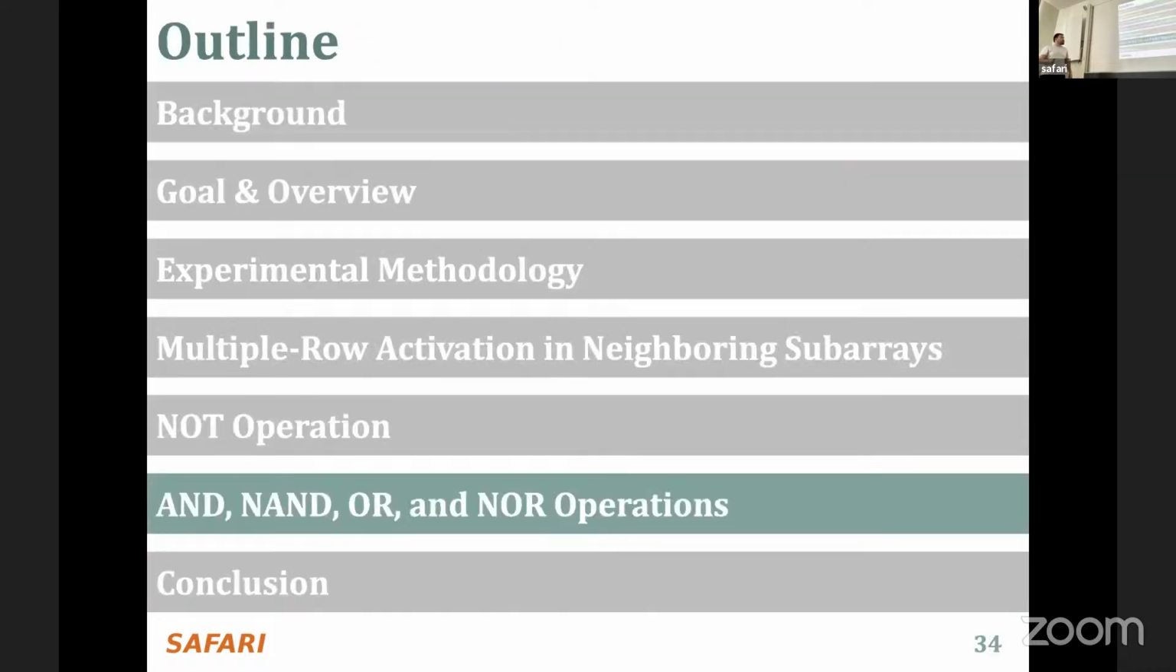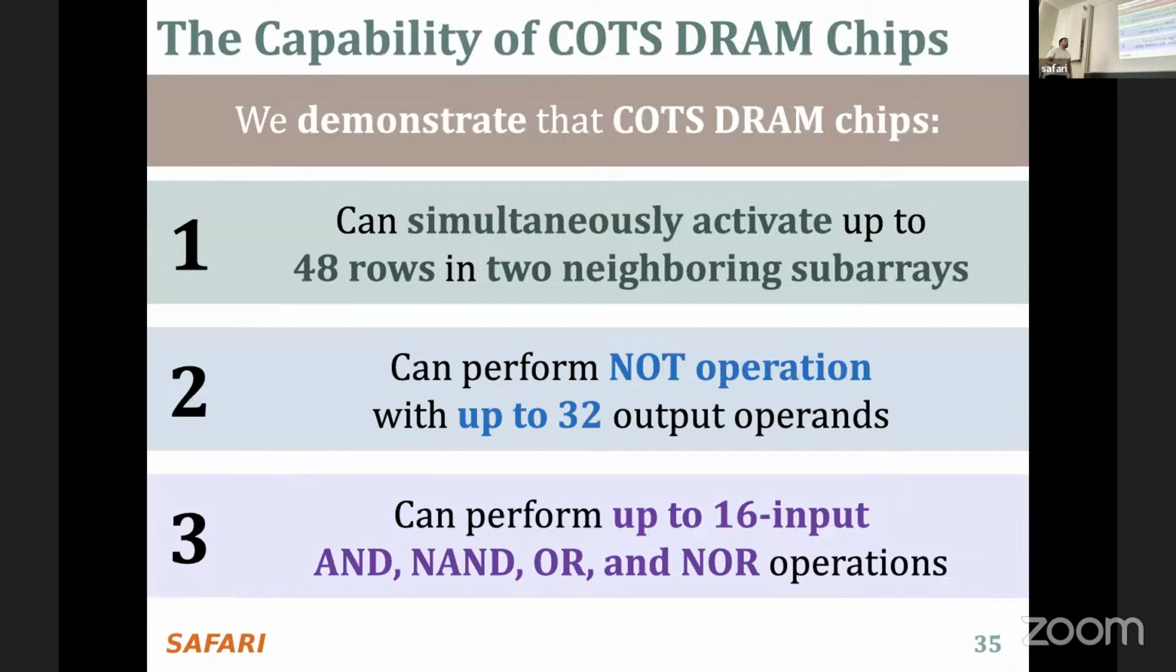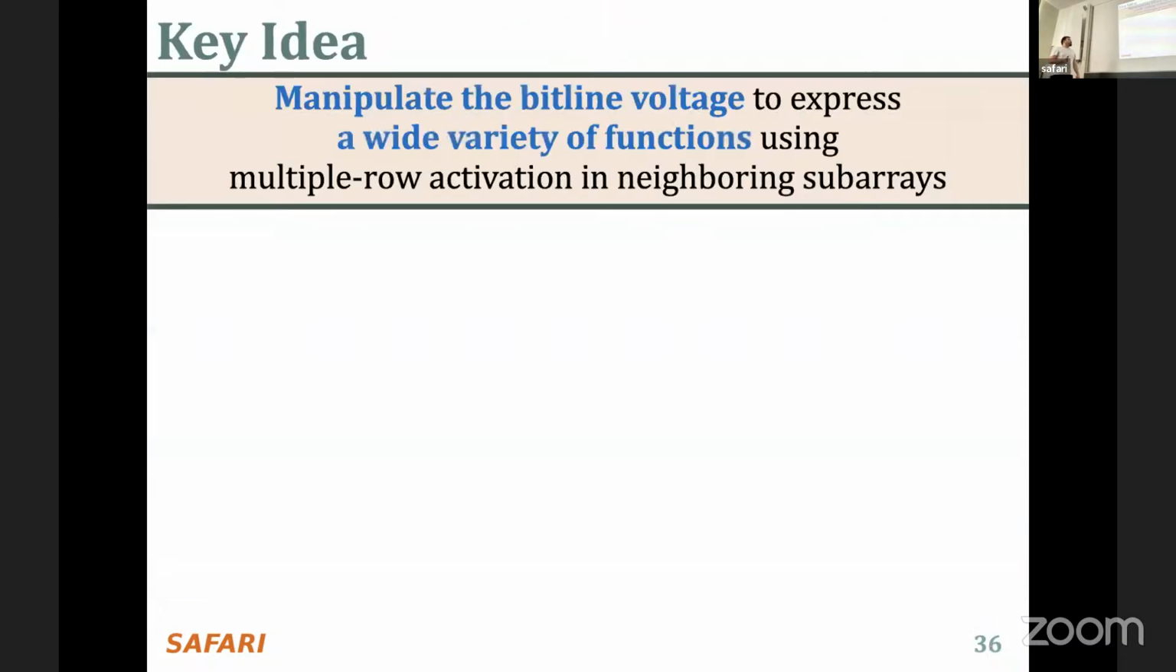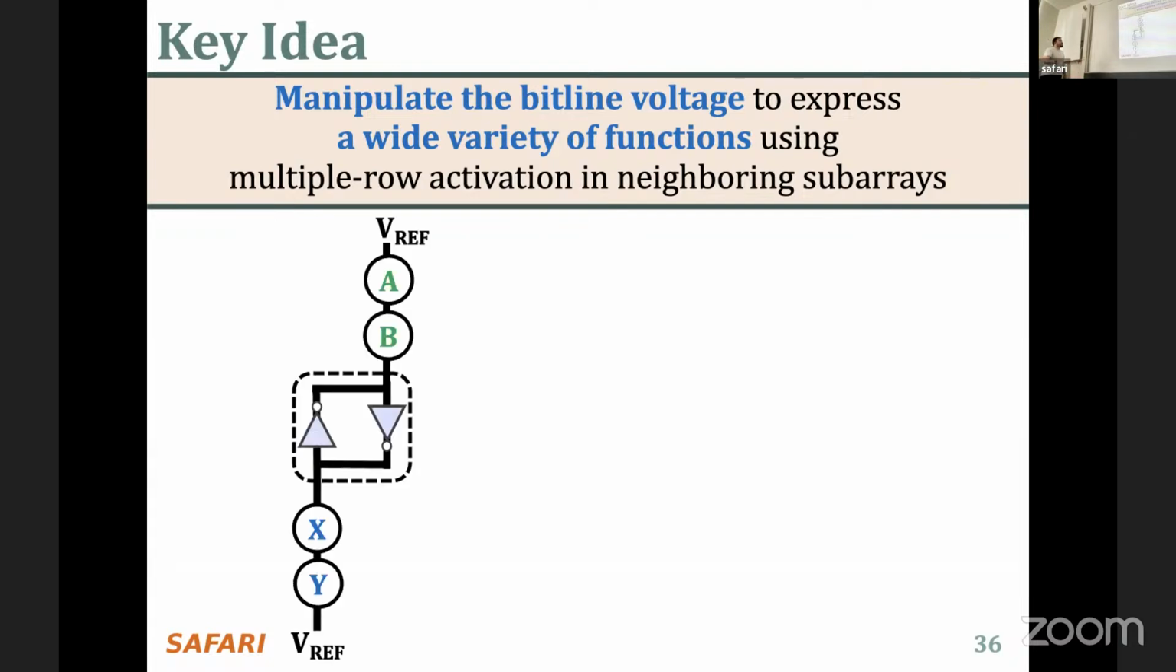So this was the NAT operation. Now let's see our last experiment, performing AND-NAND or AND-NOR in off-the-shelf DRAM chips. So this is a bit tricky, but let me try to be as clear as possible. Our key idea is to manipulate the bit line voltage to express a wide variety of functions using the multiple row approach. So here is an example.